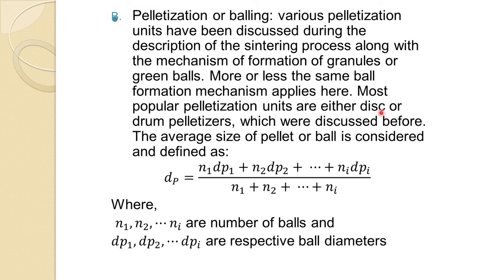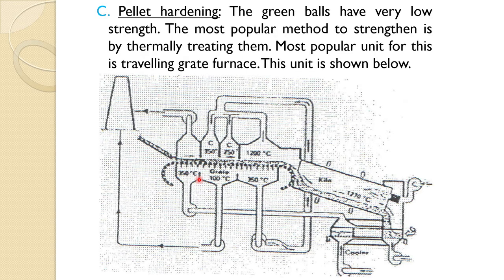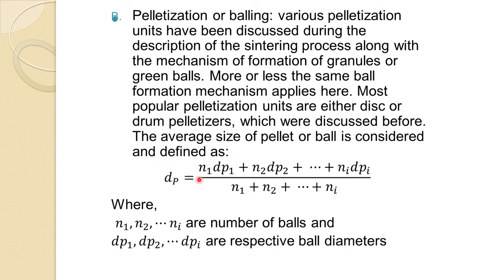Most popular pelletization units are either the disc or drum pelletizer, which were discussed before, and usually you present the result in terms of average size of the pellet, which of course you can define using this formula, where N1, N2 are the number of balls and DP1, DP2 are the respective diameters of the balls. So, it is the normal averaging formula by which you can define the average ball pellet diameter. Once you get this pellet form, now you have to harden them because these are green pellets, which do not have much strength.